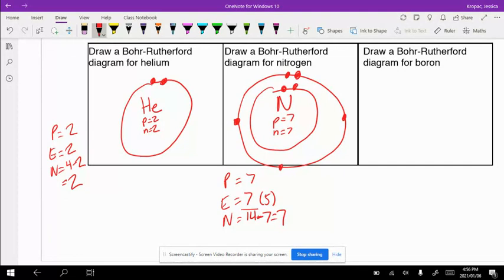Last one, boron. Now would actually be a great chance to pause the video and maybe try this one on your own. I'm going to trust that you did that. I'm just going to go ahead and take it up with myself.